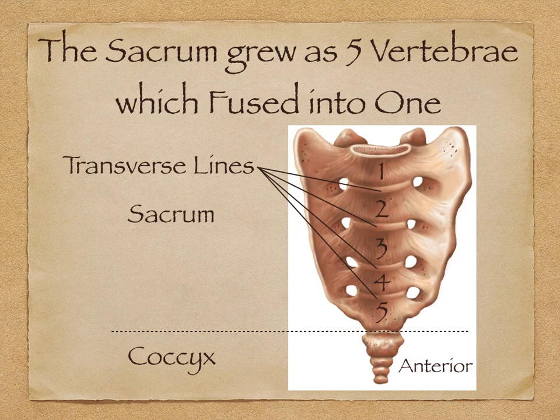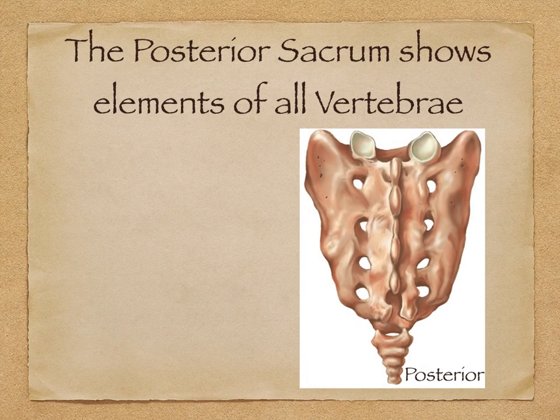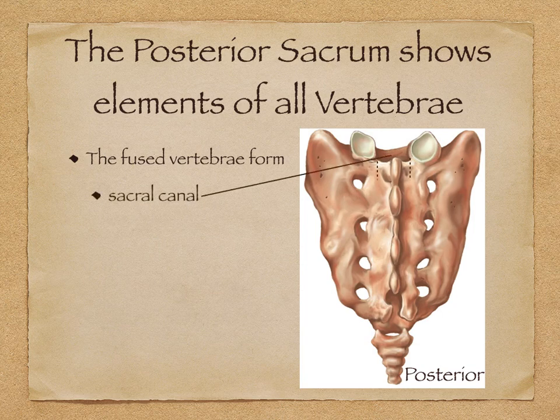You can see how smooth it all is. You can see those transverse lines. Notice if you're looking at the posterior side of the sacrum, you don't see those transverse lines. You see several other features. You see from here the sacral canal. There was a vertebral foramen in each one of these bones that fused, and it left a vertebral canal. The very end of that canal is a little opening called the sacral hiatus.